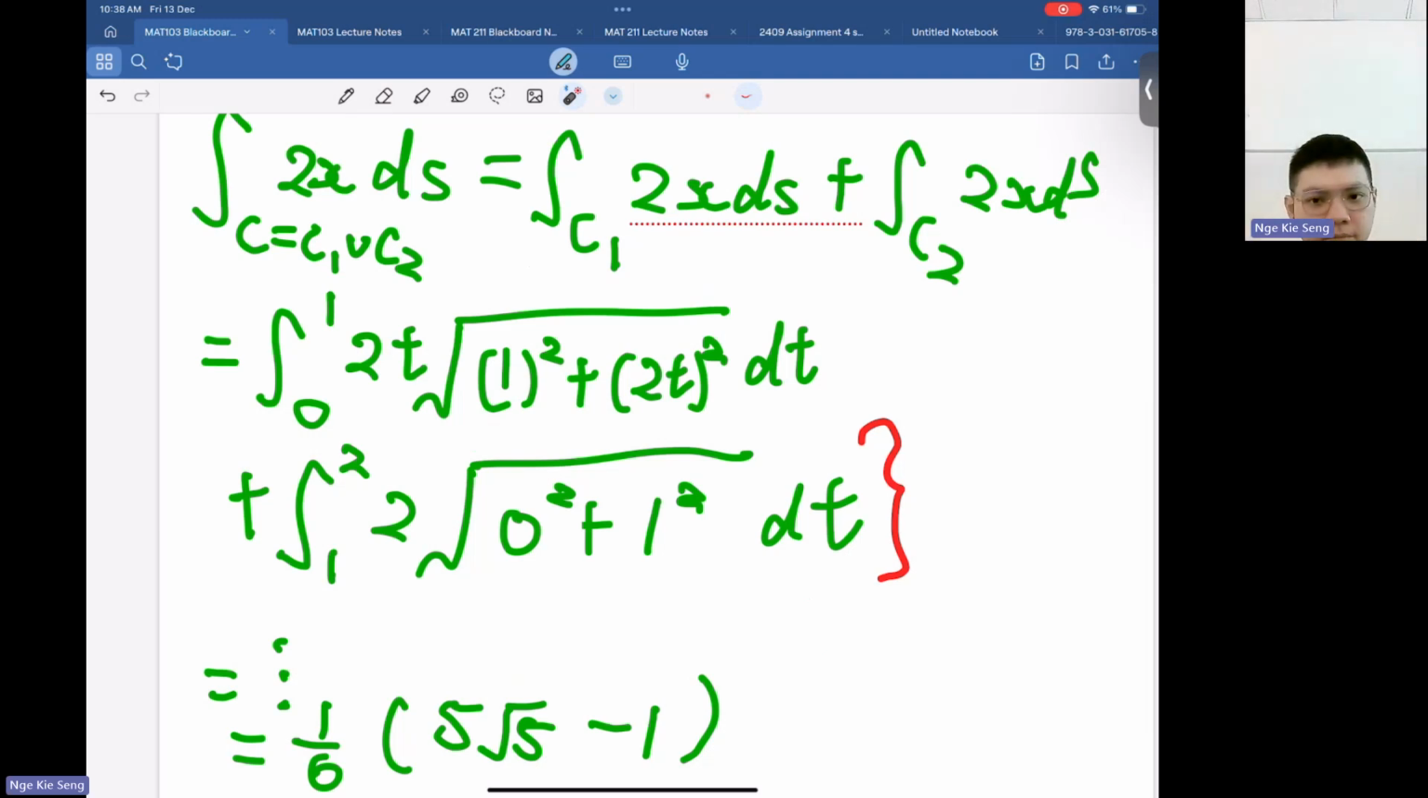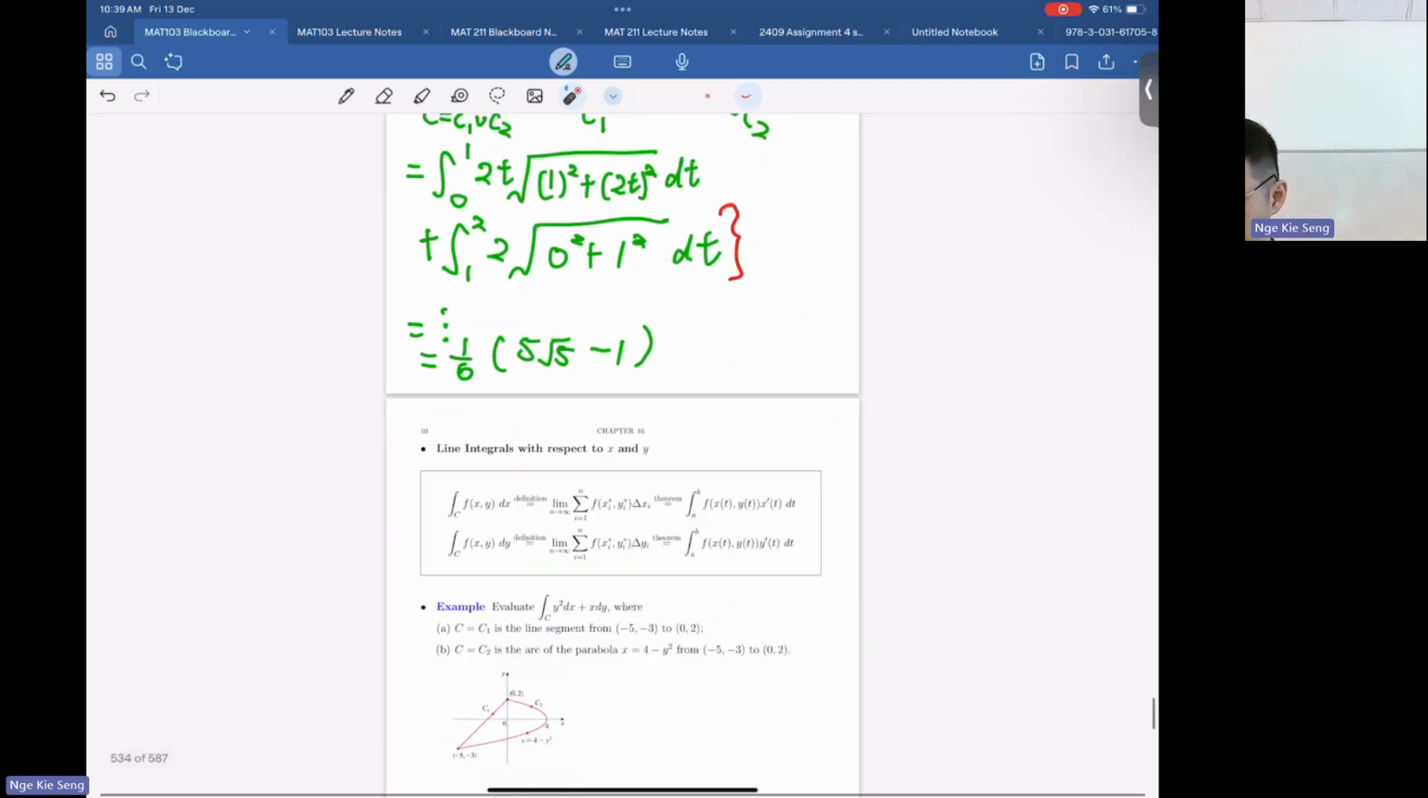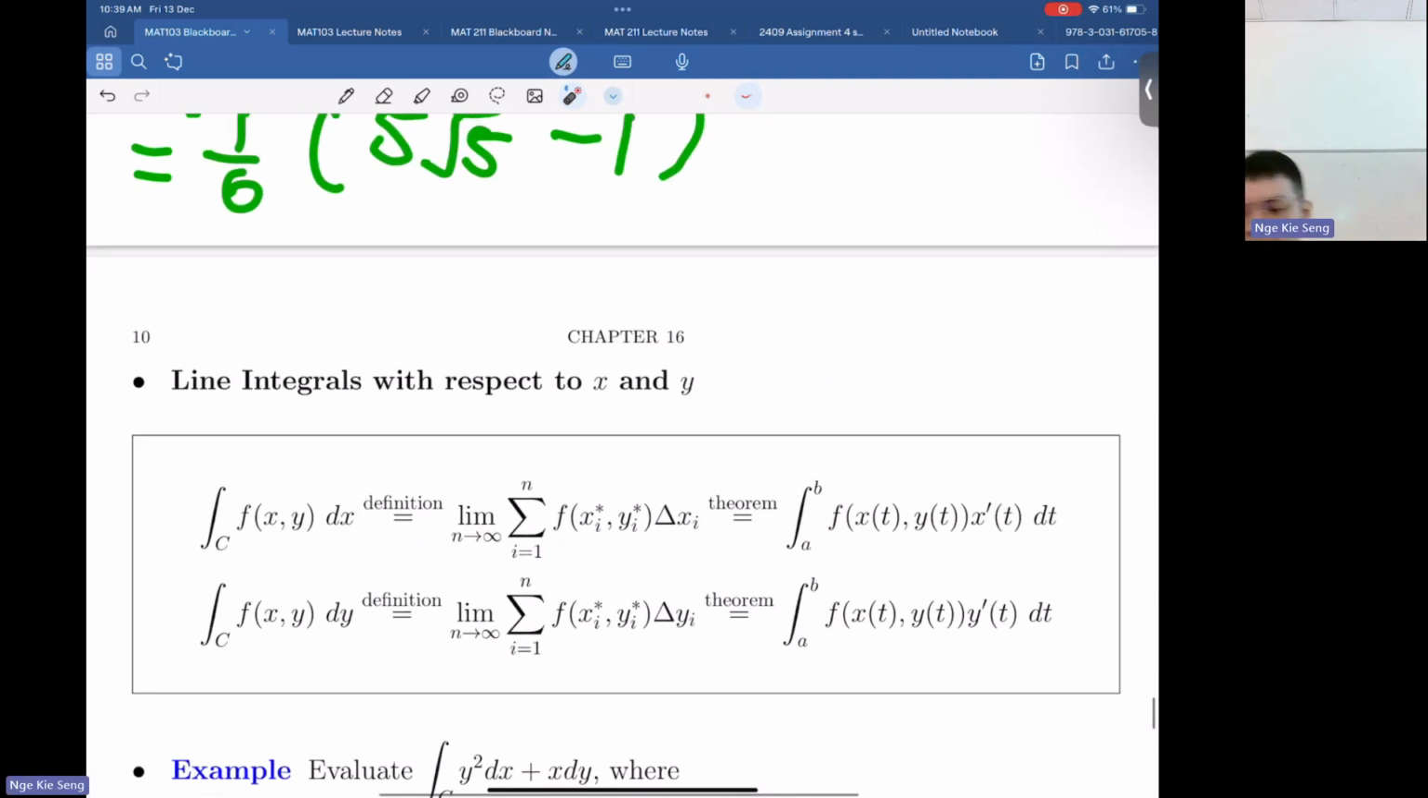Okay. Any question so far? 有问题吗？Okay, 继续。Next, we try to split out line integrals here.